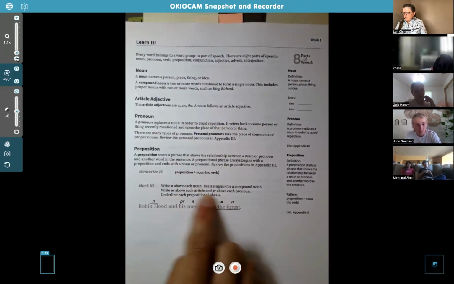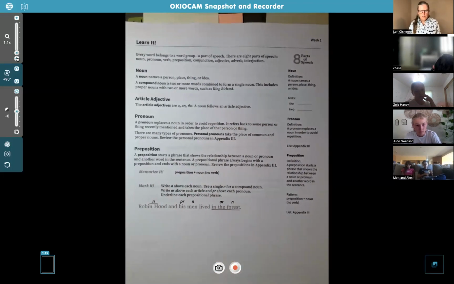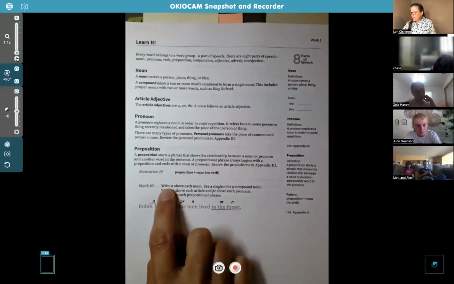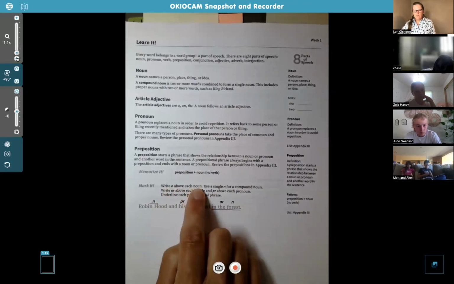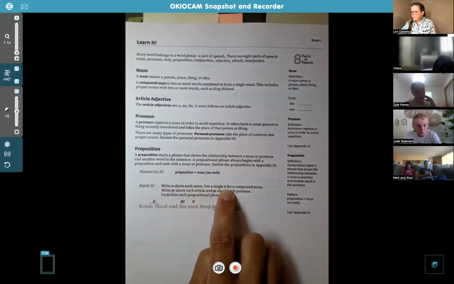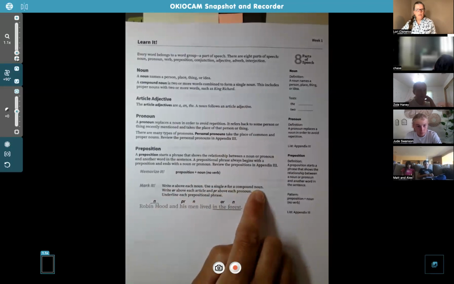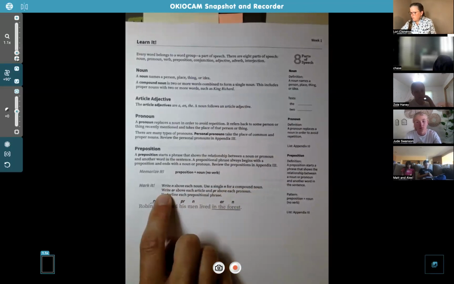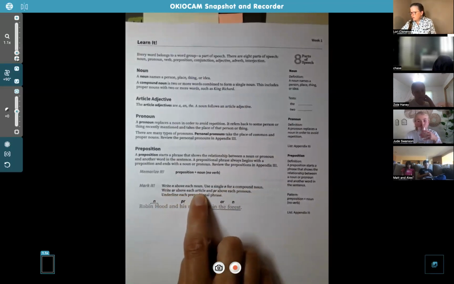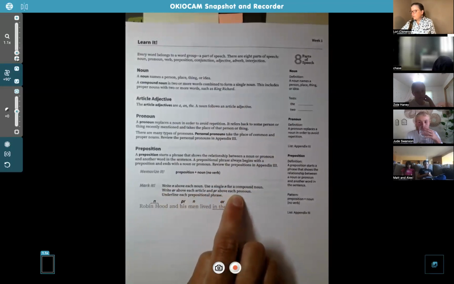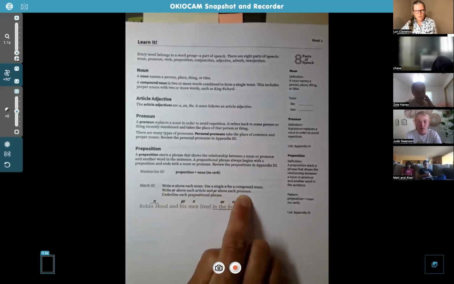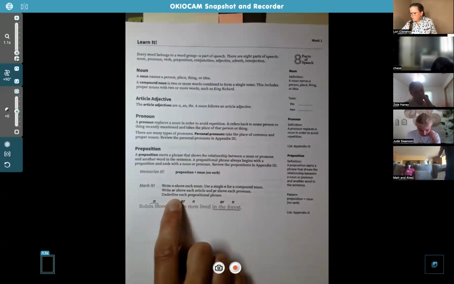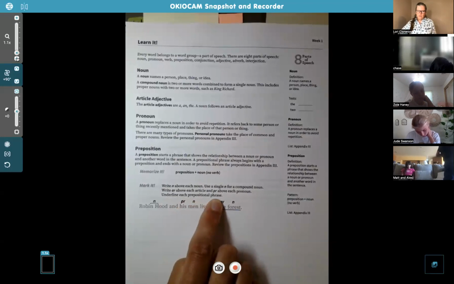So here down at the bottom is your example of how we're going to mark these words in this book. So you're going to write an N above each noun. You're going to use a single N for compound nouns because we know some names have two words. So we're still only writing one N. Write AR above each article and PR above each pronoun. So basically what you're doing is abbreviating those words. Those are the parts of speech that you're learning and that you're going to learn how to mark in this book. Underline each prepositional phrase.